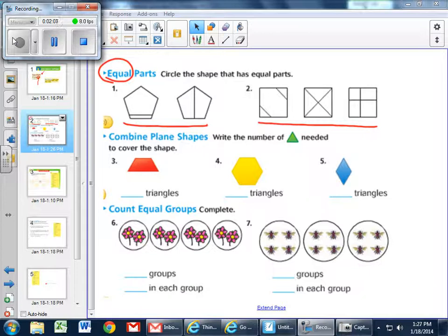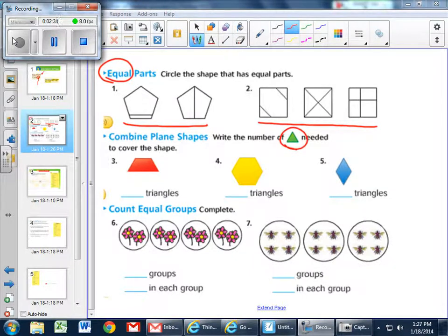Okay, the next one is combine plane shapes. So we're looking at the shape pieces, and if you need some of those in order to figure some of these out, feel free to use those. You can also use a pattern block template, and if you don't want to use the actual block, try to do it visually. See if you can draw them in there. It wants you to write the number of triangles needed to cover the shape.